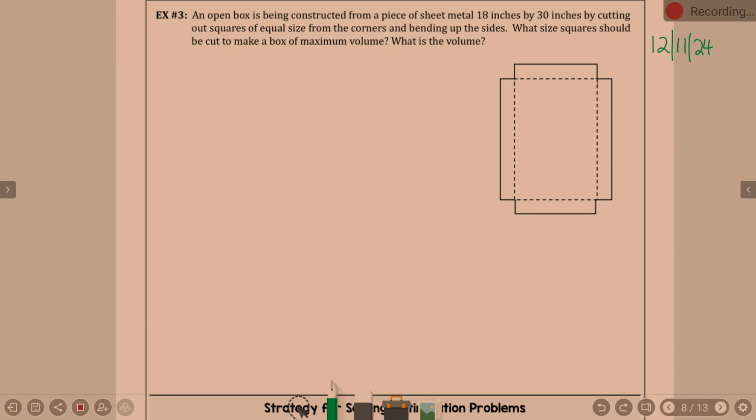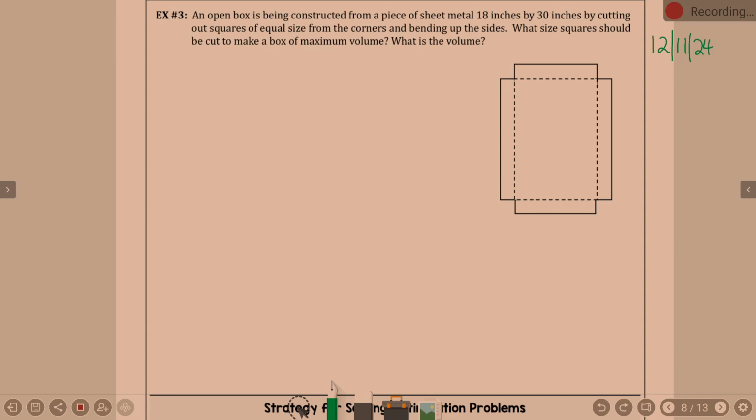So, okay. An open box is being constructed from a piece of sheet metal, 18 inches by 30 inches, by cutting out squares of equal size from the corners and bending up the sides. What size squares should be cut to make a box of maximum volume? And then what is the volume? You're given a fun little diagram over here.